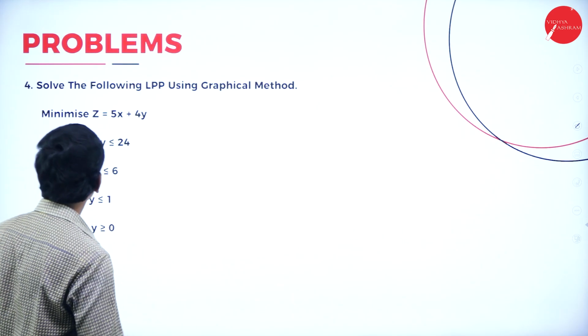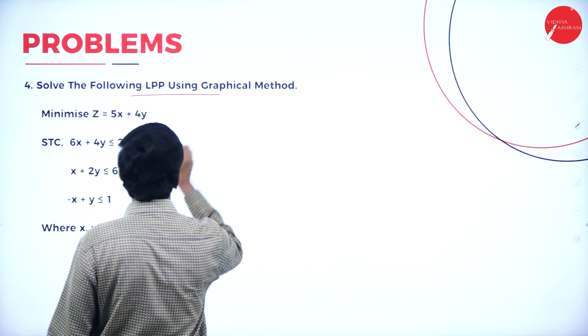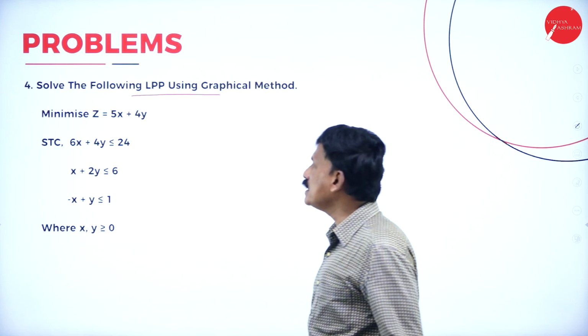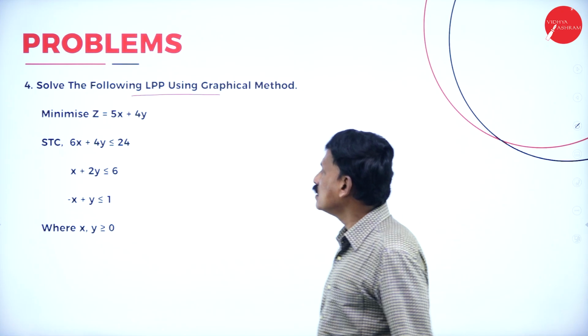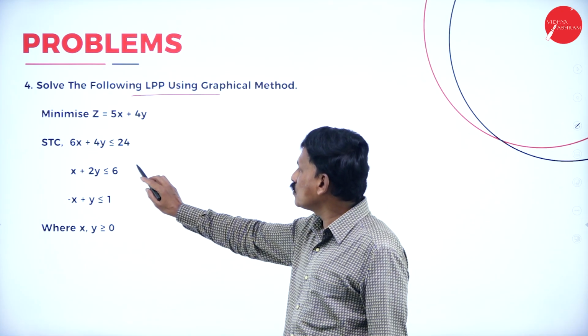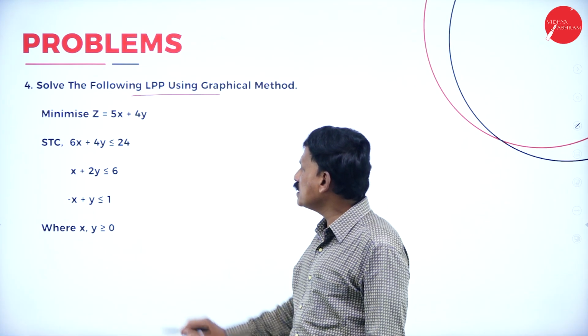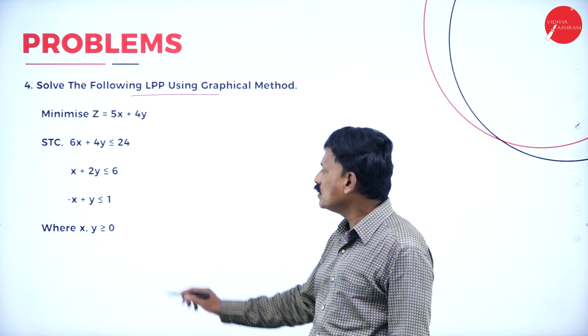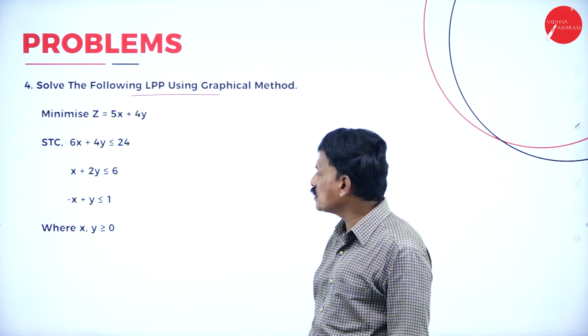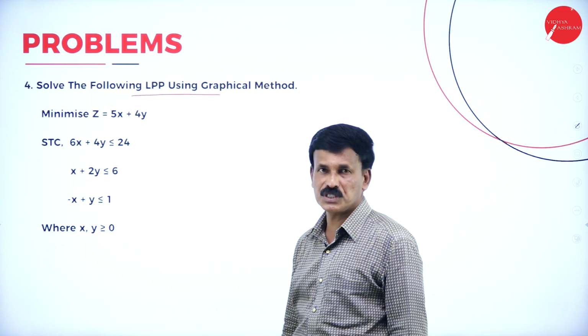Solve the following LPP using graphical method. Minimize Z is equal to 5x plus 4y subject to the constraints: 6x plus 4y is less than or equal to 24, x plus 2y is less than or equal to 6, minus x plus y is less than or equal to 2, and x is greater than or equal to 0, y is greater than or equal to 0.